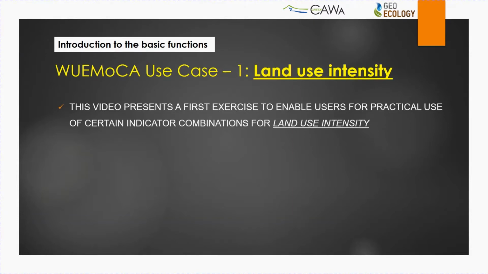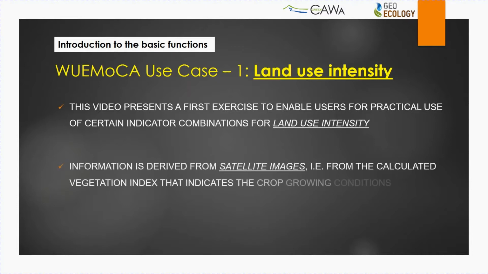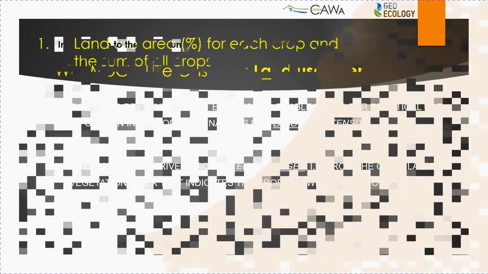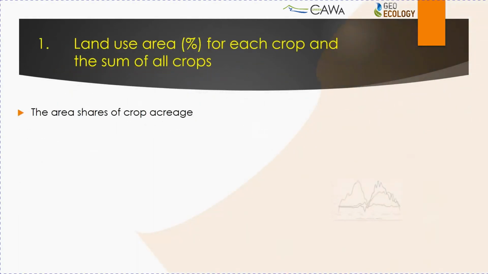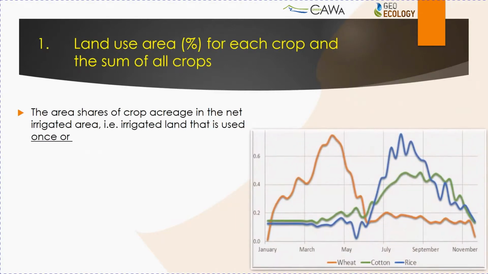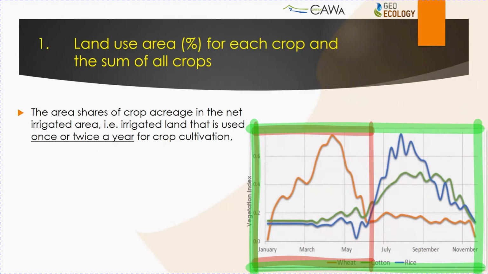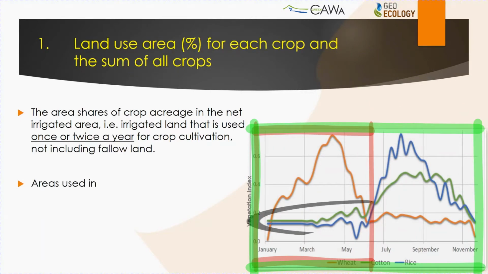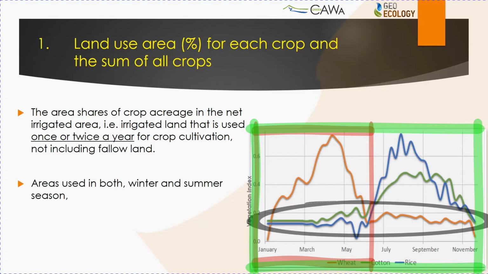Three WooMoka indicators are suitable to investigate the land use intensity. Information is derived from satellite images from the calculated vegetation index that indicates the crop growing conditions. The area shares of crop acreage in the net irrigated area. In other words, irrigated land that is used once or twice a year for crop cultivation, not including fallow land. Areas used in both winter and summer seasons are counted twice, thus has a high land use intensity.